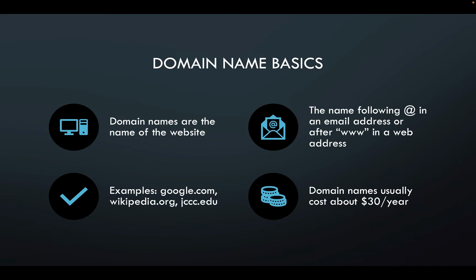So another example is the name following the at in an email address or after www in a web address. So you might have, for example, Gmail, where you have your username and then at gmail.com. So I've got some examples here: Google.com, Wikipedia.org, jccc.edu. And domain names usually cost approximately $30 a year.